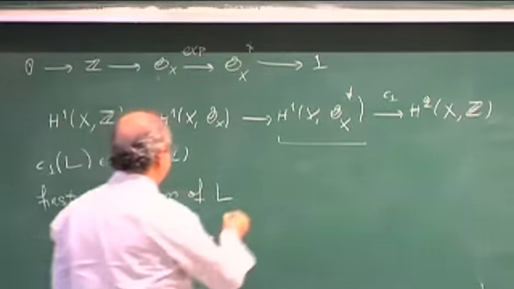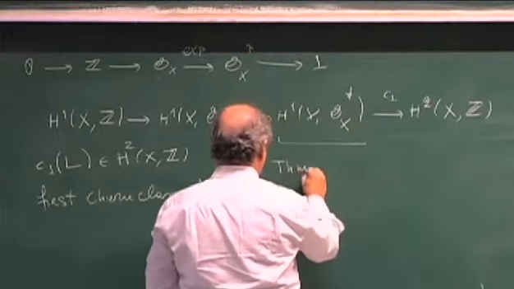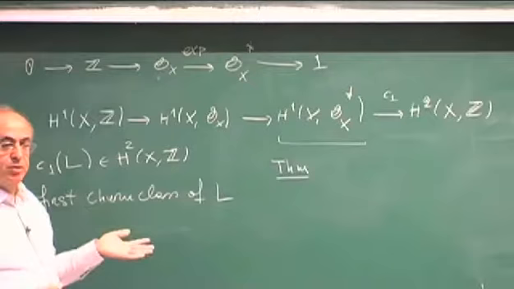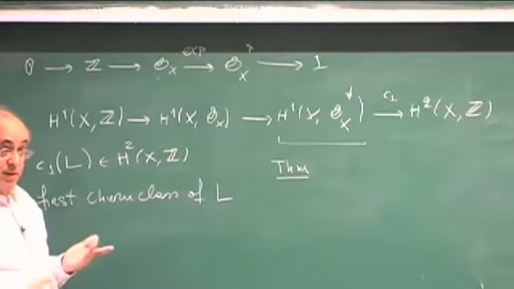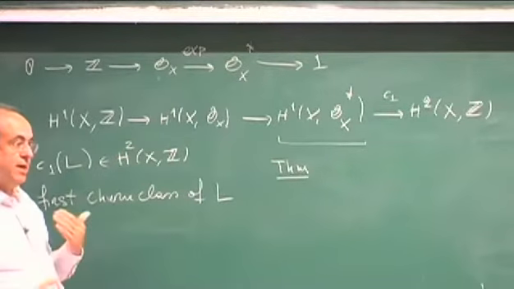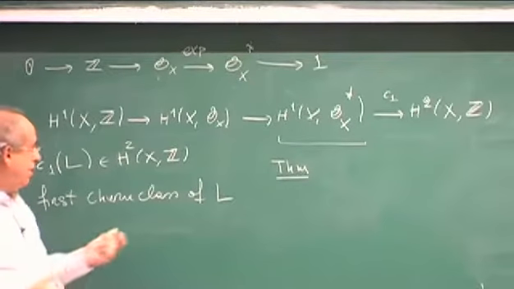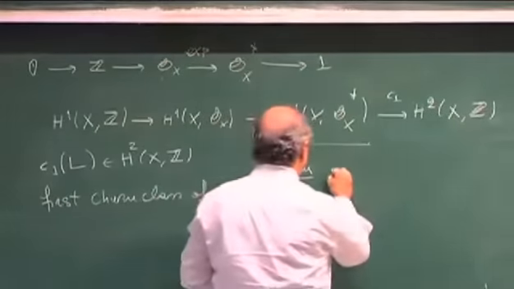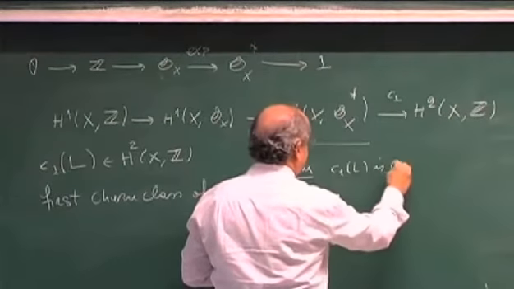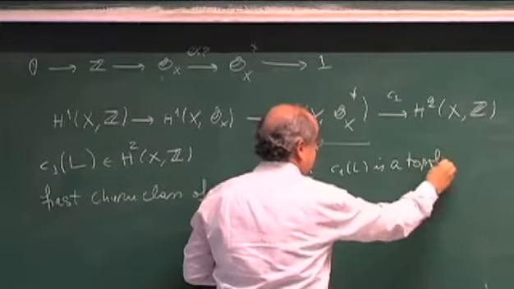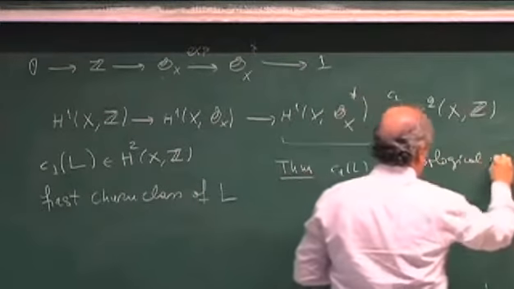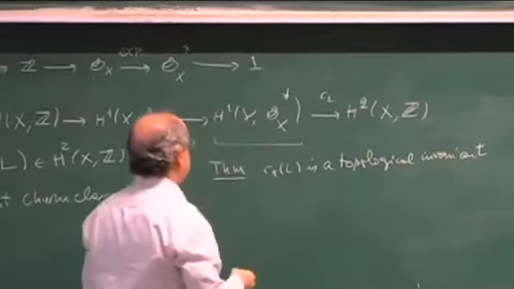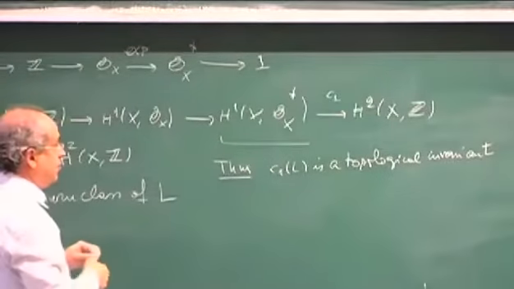You can prove the following. You can prove that this is a topological invariant. So if you have two different line bundles that are really different as holomorphic line bundles, but they are the same as continuous line bundles, they have the same first Chern class. So the theorem is that C1 of L is a topological invariant in this sense.